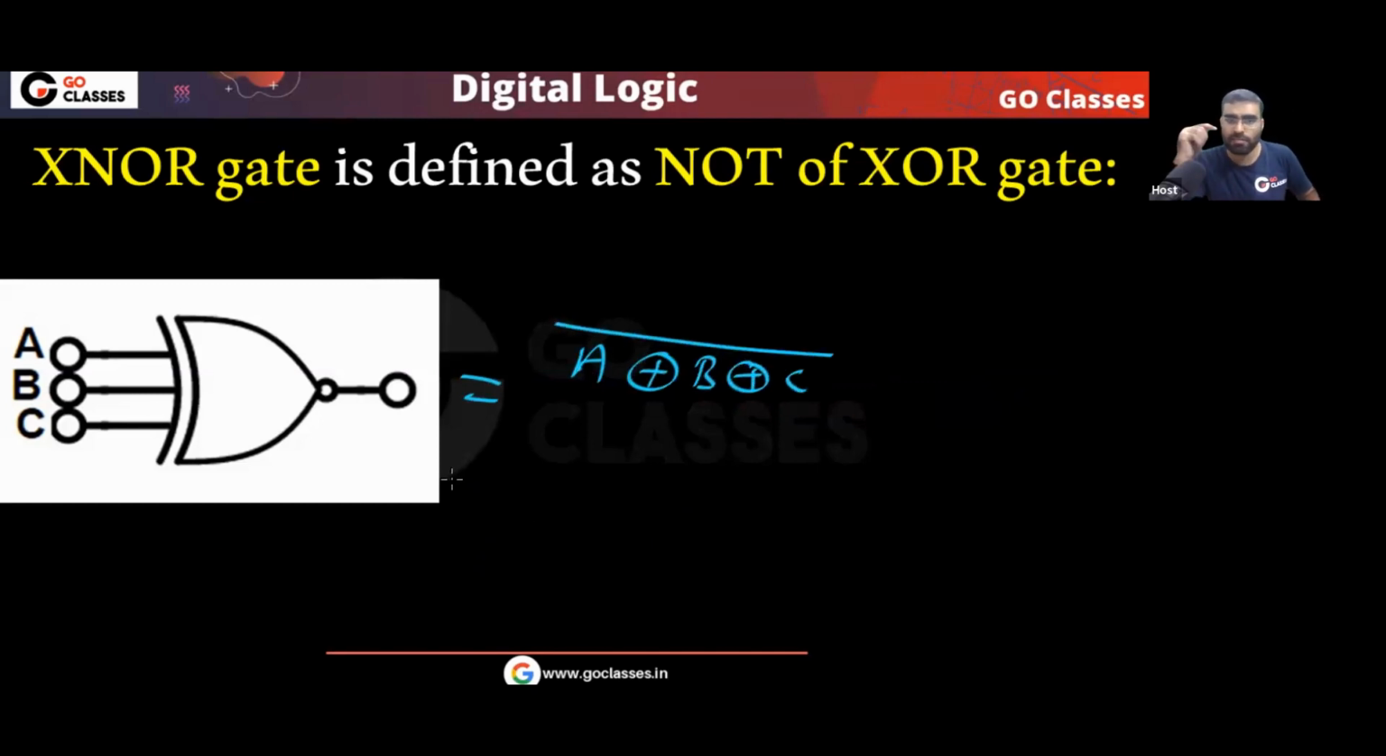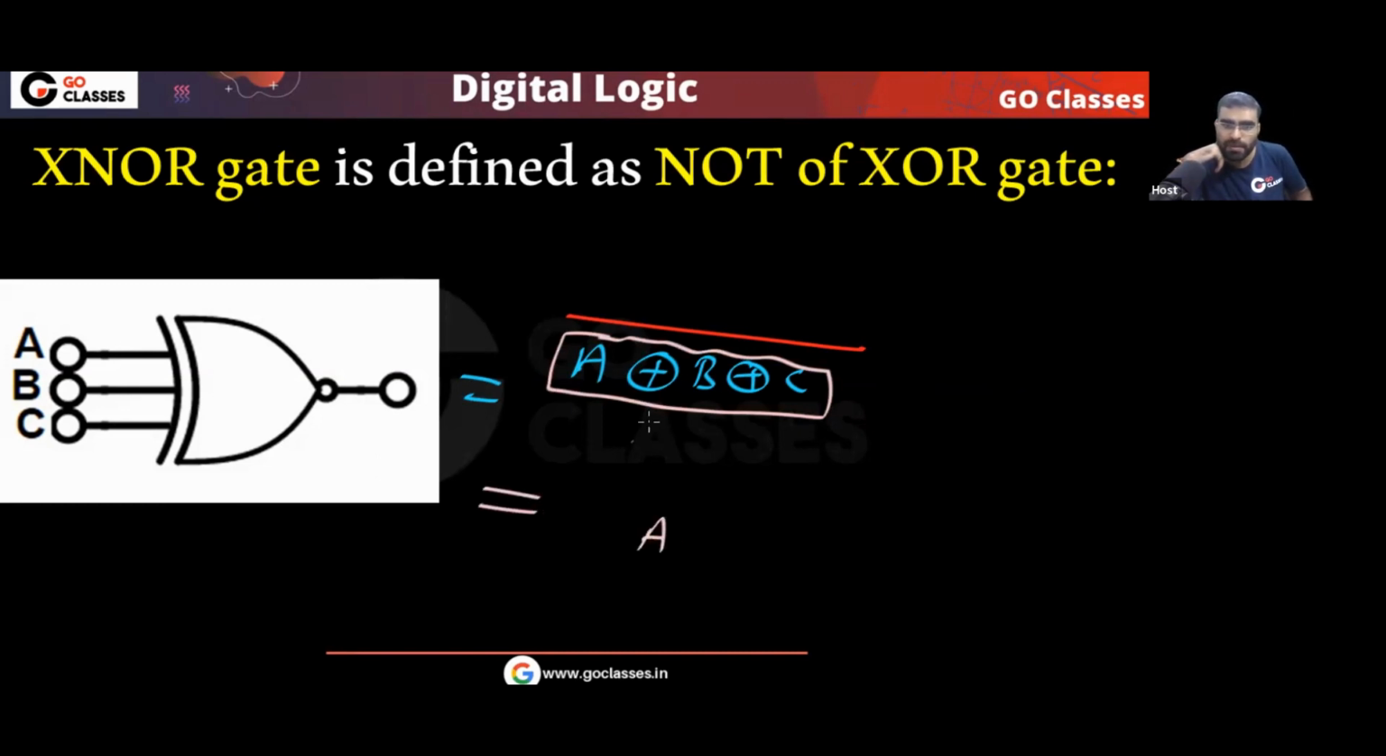Now you tell me one thing. This thing is same as what? Tell me. This is same as XNOR. This is same as XNOR, and then you take complement. So this is the point. I hope you understood. Just remember that XNOR is not of XOR.